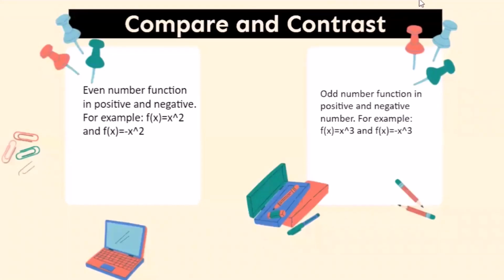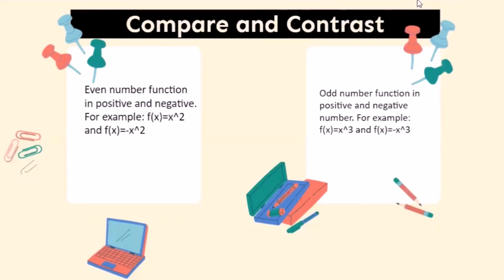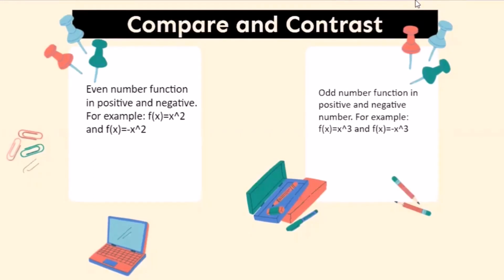Compare and contrast odd and even functions. They are separated into 2, which are the odd function and the even function. An even function can be presented with positive or negative numbers. For example, f(x) equals x to the power of 2 and f(x) equals minus x to the power of 2. An odd function can also be presented with positive and negative numbers. For example, f(x) equals x to the power of 3 and f(x) equals minus x to the power of 3.